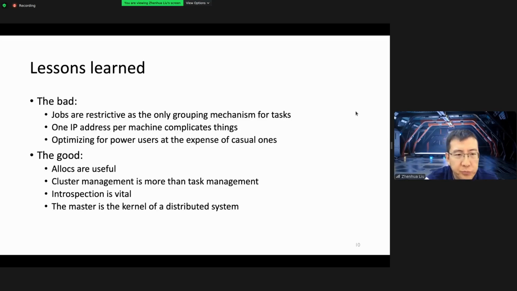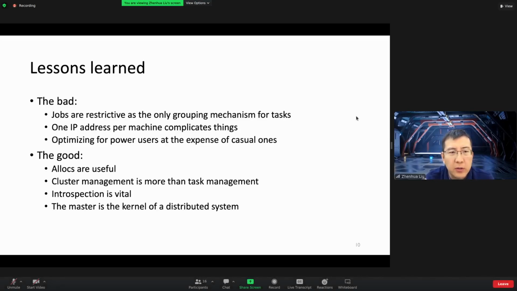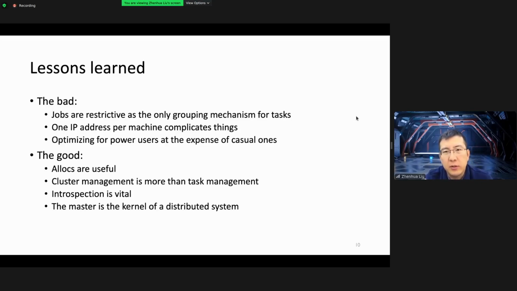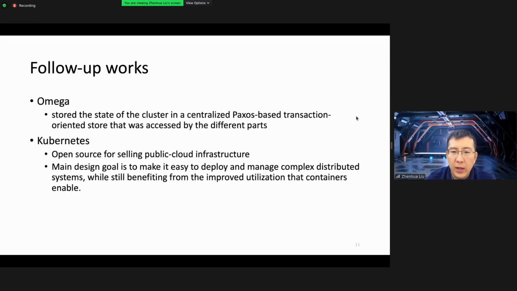And on the other side, regarding the good part is that allocations actually are useful. So they do the cluster management. That is more useful than you just do the management for each task. So there are many others they learn. So they are doing more.